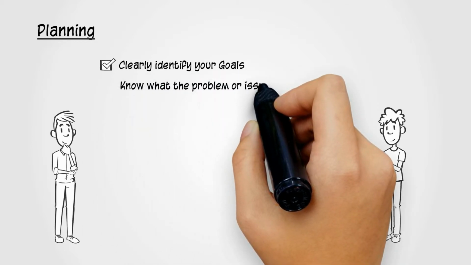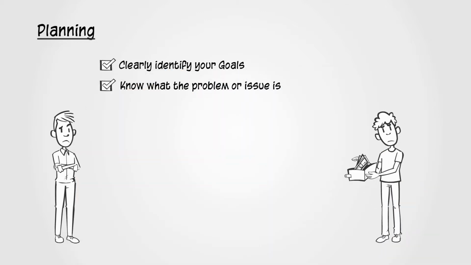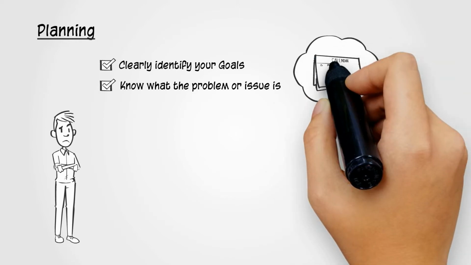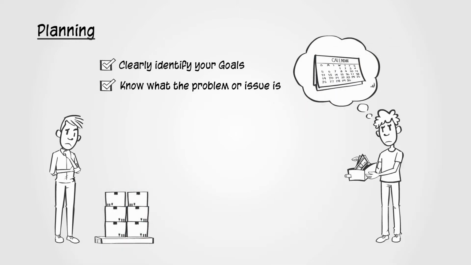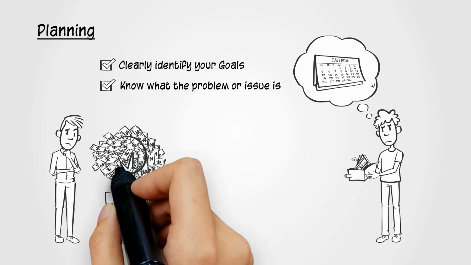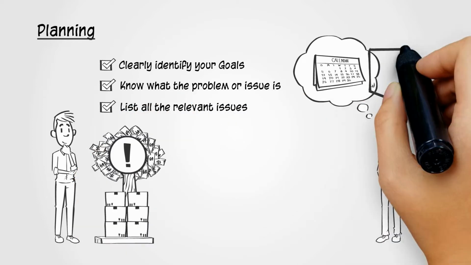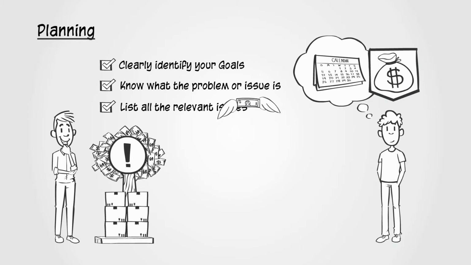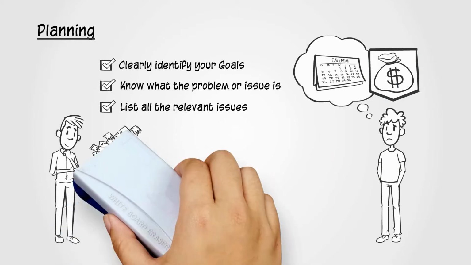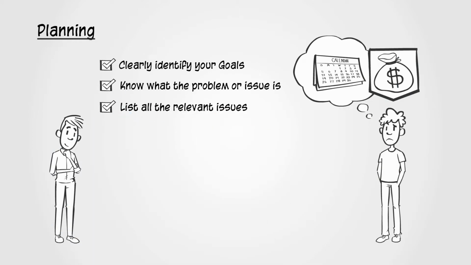Know what the problem or issue is. The customer has been late in paying their account for the past 3 months, and this is affecting your business's ability to order new stock because your cash flow is affected. List all the relevant issues. You value the customer, you want to retain their business. You don't want your cash flow and stock levels to be adversely affected because he isn't paying on time.